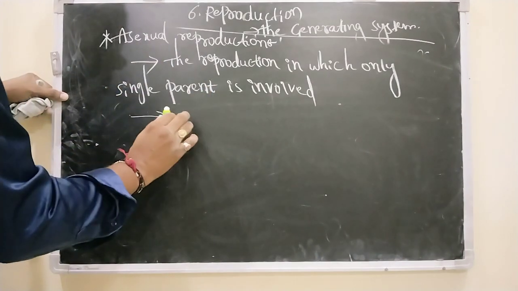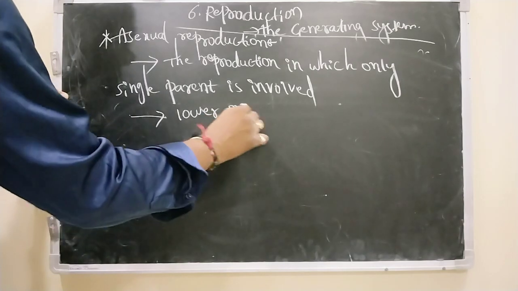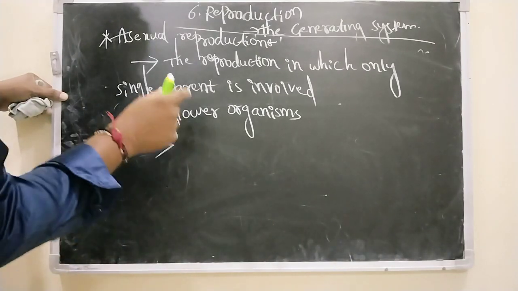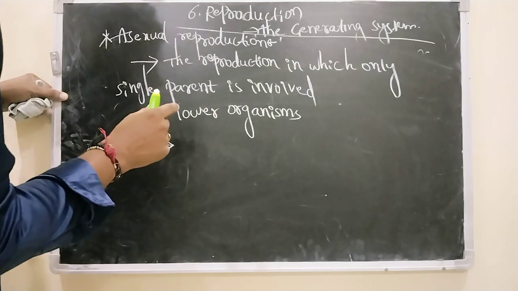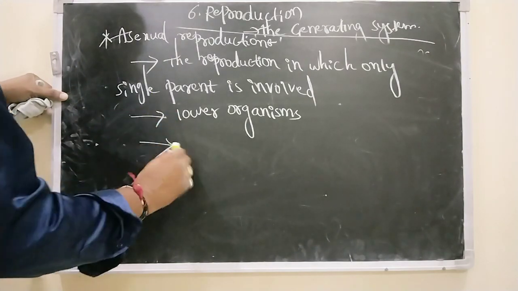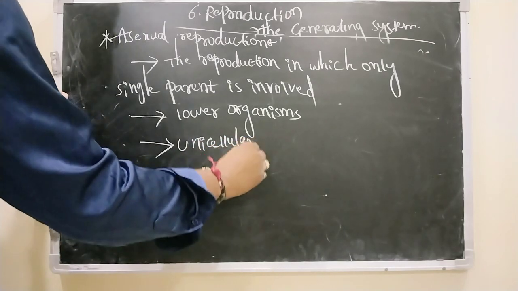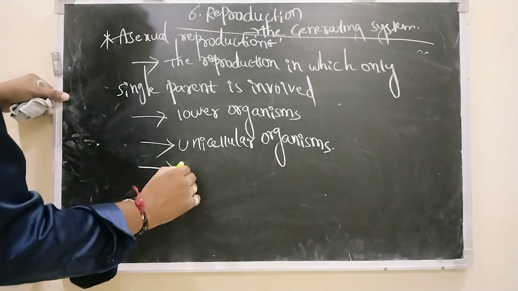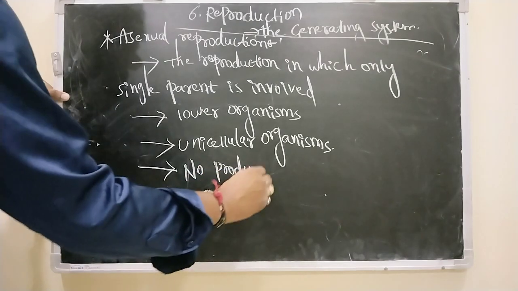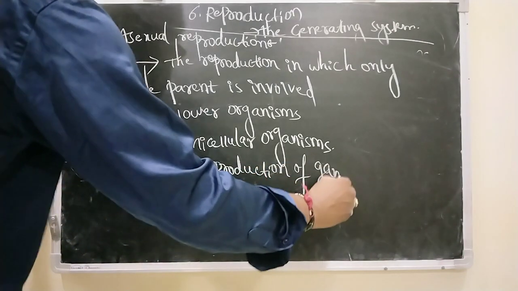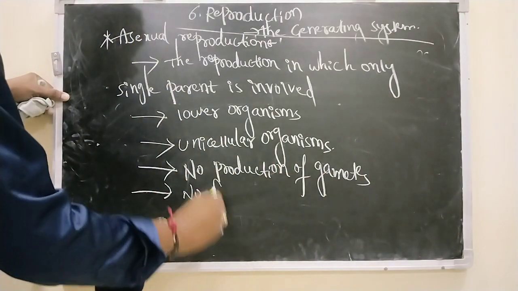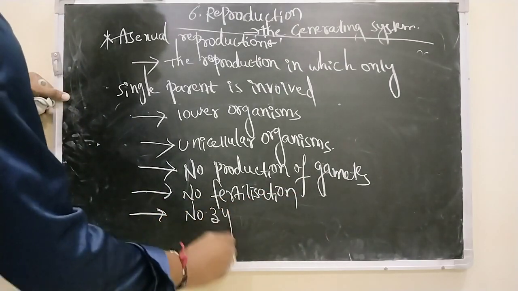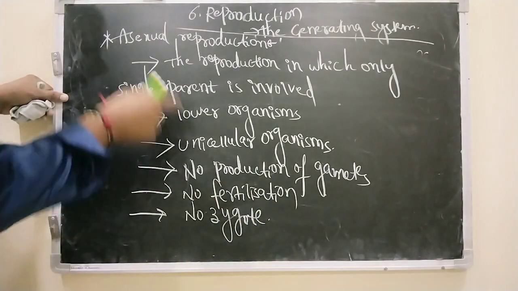This type of asexual reproduction occurs in lower organisms, and also in most organisms that are unicellular. The organisms must be unicellular. Here we do not observe production of gametes, means no production of gametes. As there is no production of gametes, there is no union of gametes, means there is no fertilization. As there is no fertilization, there is no formation of zygote. And the young ones formed look exactly like the parent.